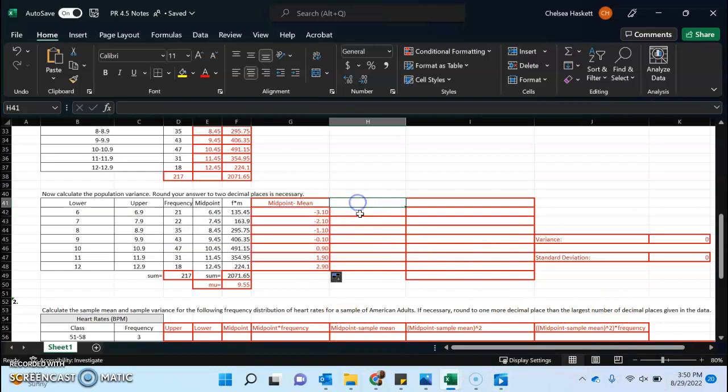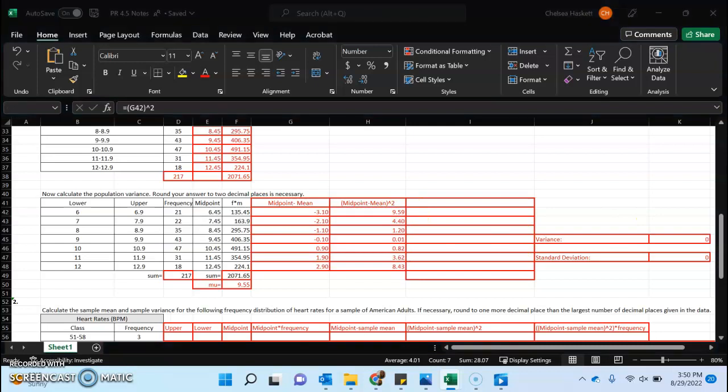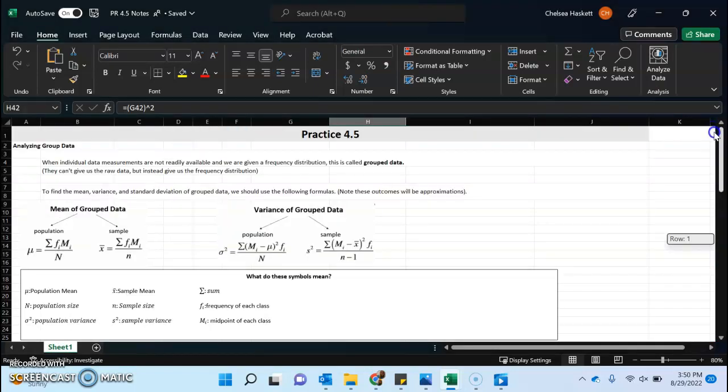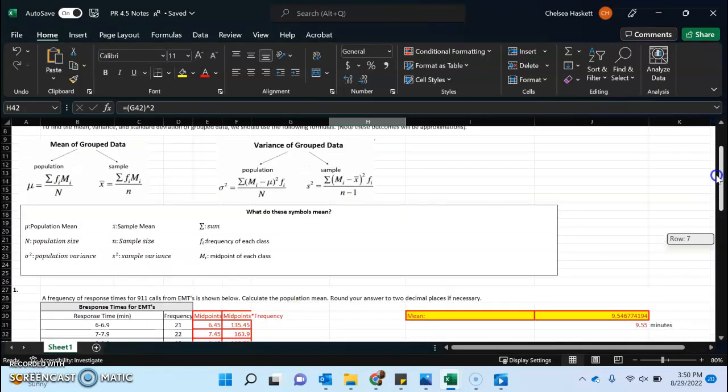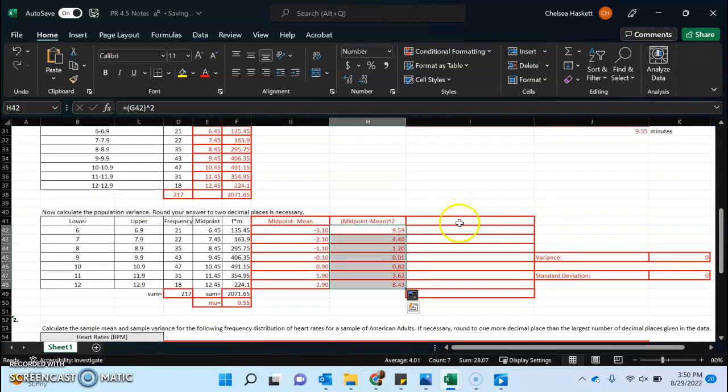The next step was square that. So midpoint minus the mean, and you're squaring it. Okay, so I'll put this in parentheses, that, and squared. And I'm going to go ahead and drag that again. Okay, after you have the midpoint minus the mean squared, your next step, if you come back up here, midpoint minus mean squared times the frequency it happens.